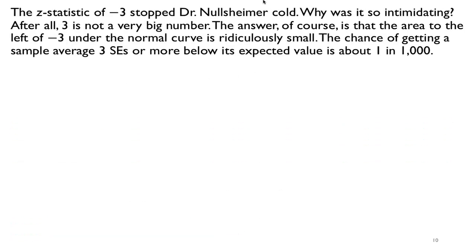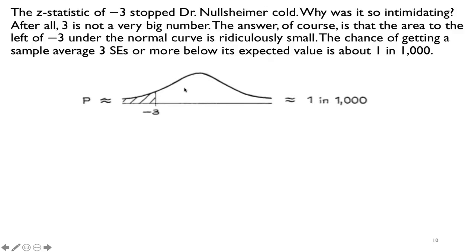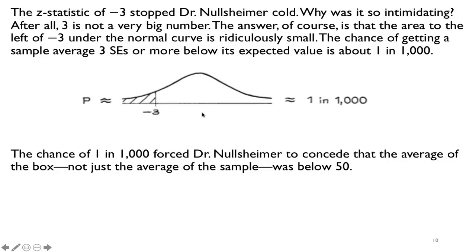So Dr. No is now very intimidated by this number because negative 3 is very far away from the expected value. Being 3 SE away is very far away. In fact, the chance of that is actually 1 in 1,000. If the null hypothesis was correct, getting 48 or getting something that is 3 or more SE away is 1 in 1,000. So Dr. No would say, okay, fine. If the average was 50, it's very unlikely to get something like this, and so he'll concede that the average was probably below 50.